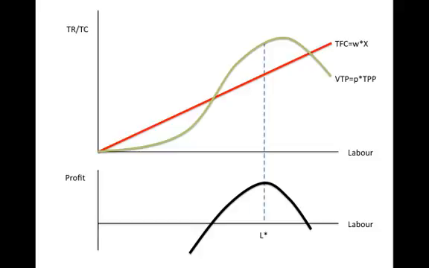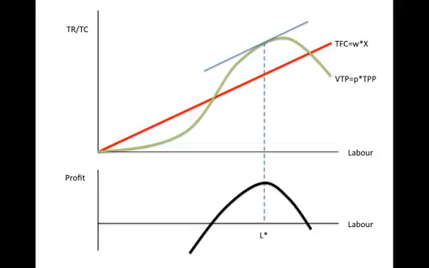In this particular case, it would be L star. And at L star, the gap between VTP and total factor cost is at its greatest. What's also true at L star is that the slope of the value of total product curve is equal to the slope of the total factor cost curve. I've represented the slope of the value of total product curve with this blue line.